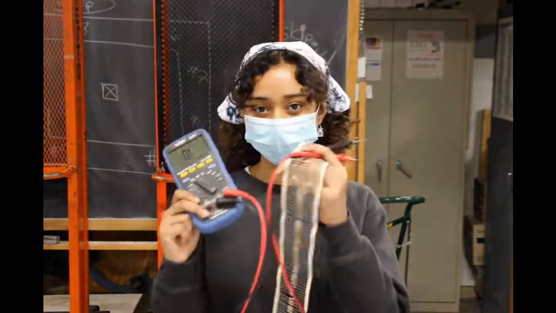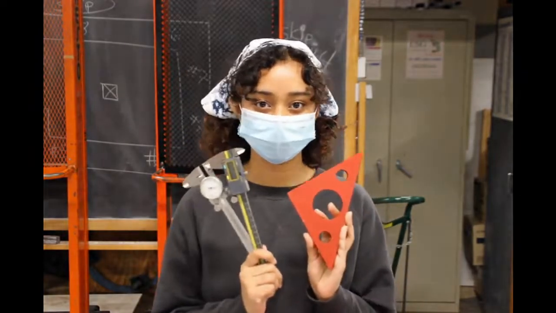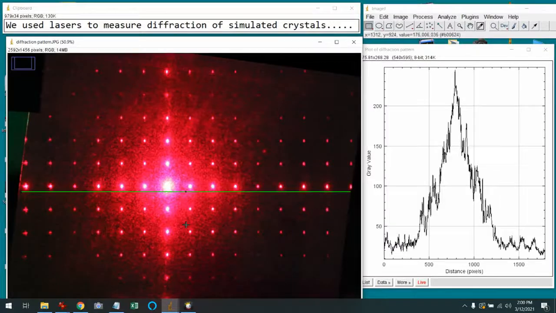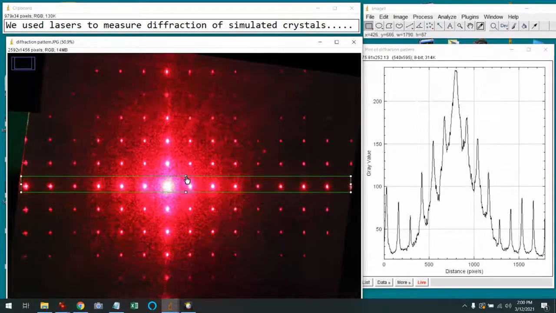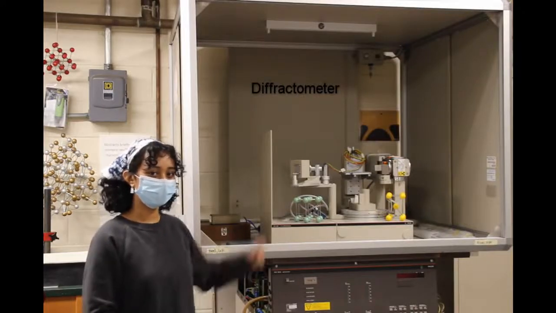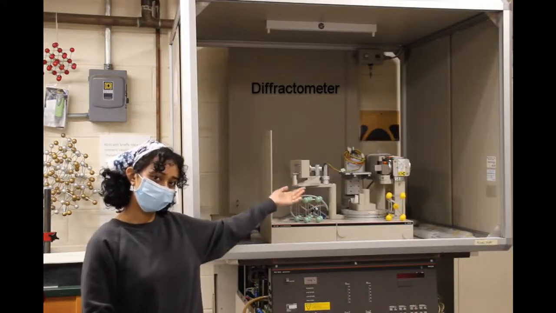In the next experiment, we measured engineering components using handheld tools, such as a multimeter to measure resistance, and calipers for different sizes. We used lasers to measure diffraction and simulated crystals. Then we analyzed data from a real diffractometer to measure real crystals.